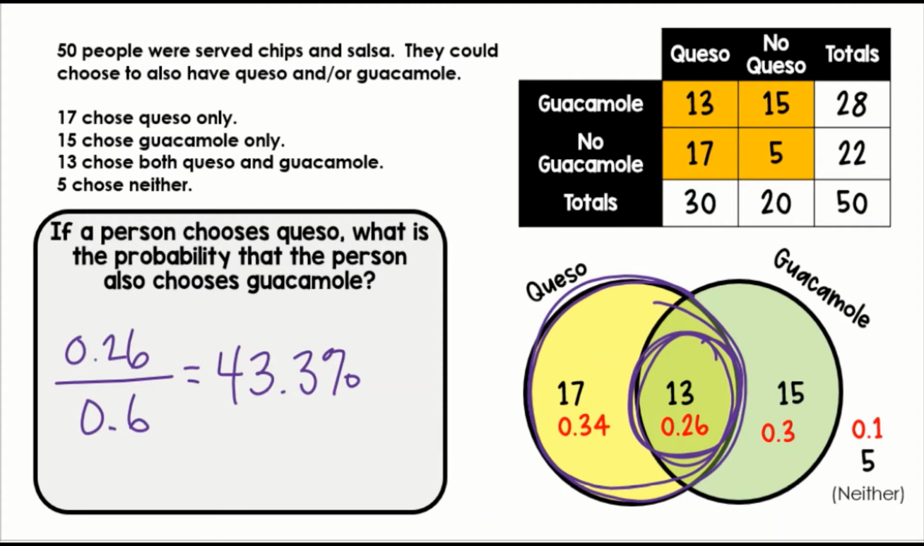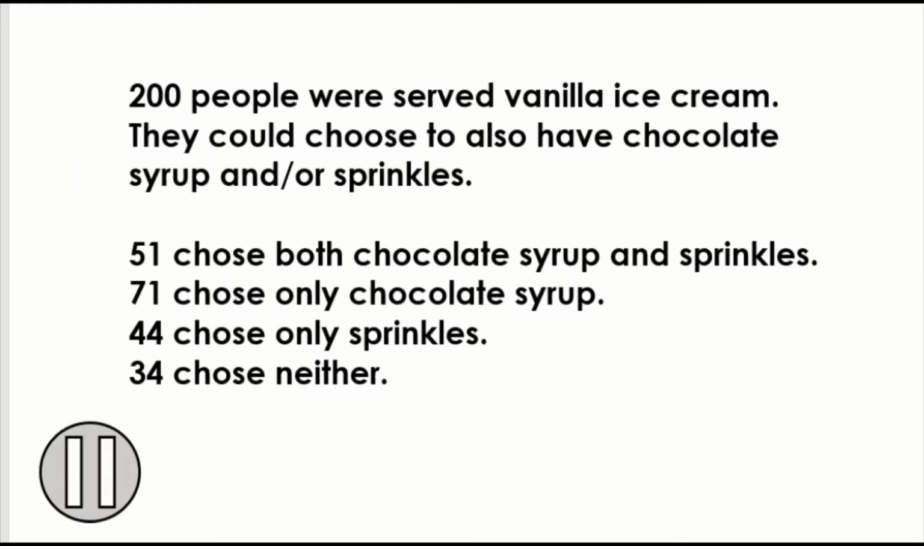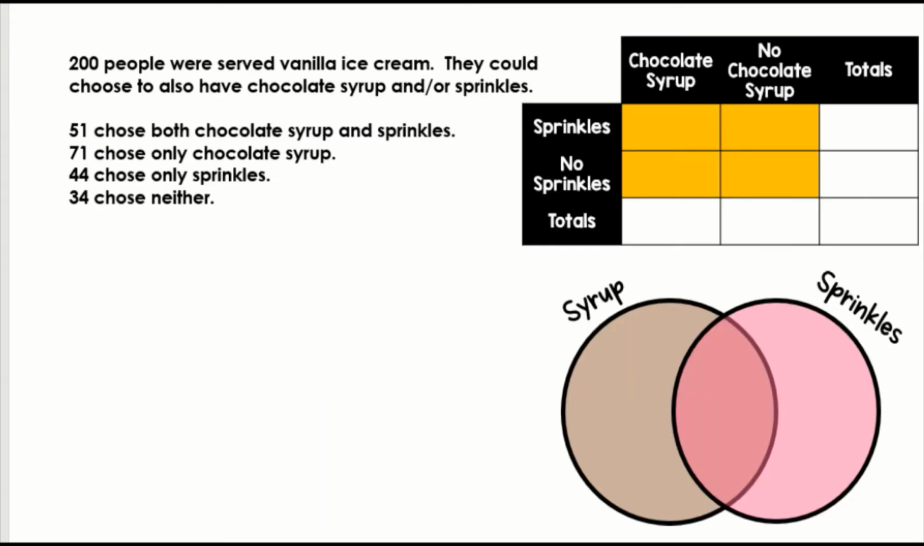I haven't asked you to use any formulas or anything. I just want you thinking about the problem, just making sense of it. So let's try one more. Just pause and look through this information. Okay, next let's organize it into a Venn diagram and a two-way table. So pause again, and then when you're ready to move on, click play.